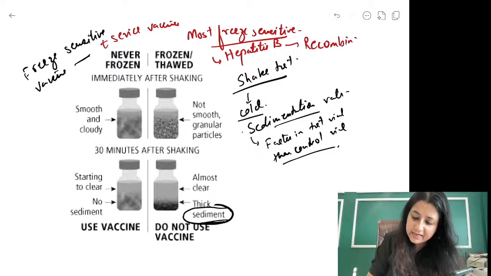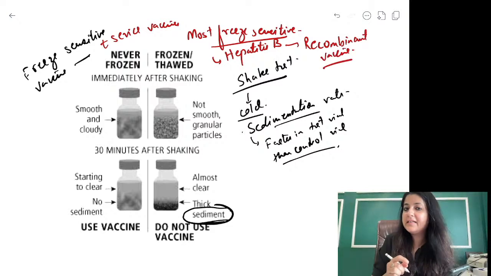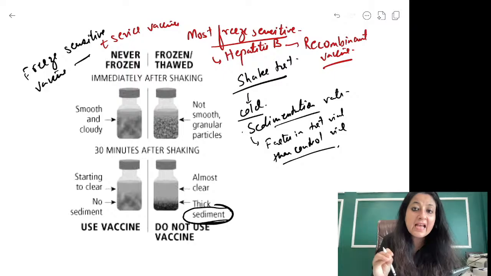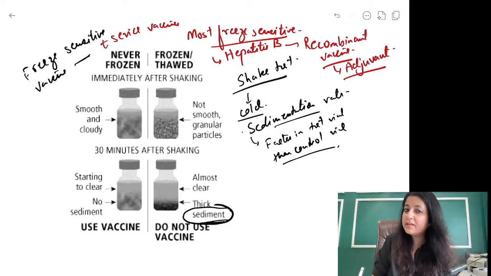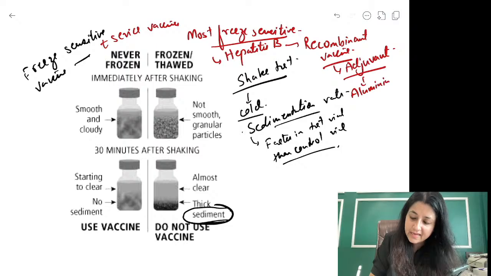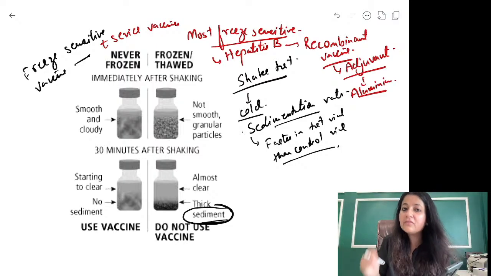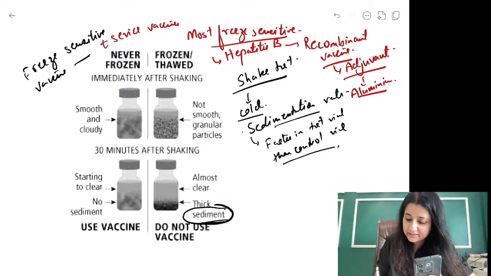Hepatitis B, everybody, is a recombinant vaccine, all right, and this hepatitis B vaccine needs an adjuvant to enhance its efficacy. It requires what? An adjuvant to enhance efficacy, and this adjuvant, everybody, is aluminium. This adjuvant is of aluminium particles. ठीक है, तो ये जो sediments है ना guys, आ सकता है एग्जाम में, this is aluminium.